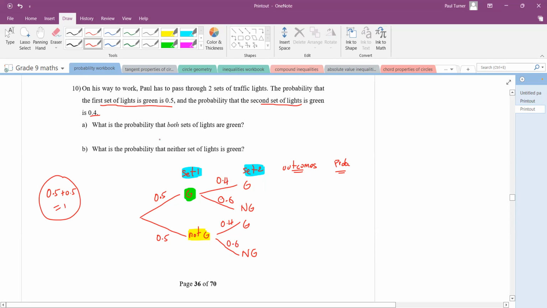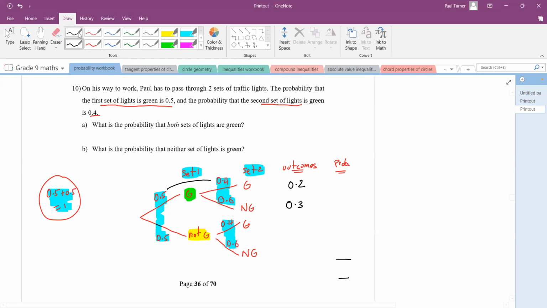Got it? So every pair, this pair, this pair, and this pair must equal 1 when you add those numbers, okay? So if they don't, you're going to get probabilities that won't add up to 1 when you finally do a check. So what do you have here? 0.5 times 0.4, 5 fours are 20, so 0.2, okay? 0.5 times 0.6, 5 sixes are 30, so 0.3. Actually, these are the probabilities, aren't they? So let's stick those over.